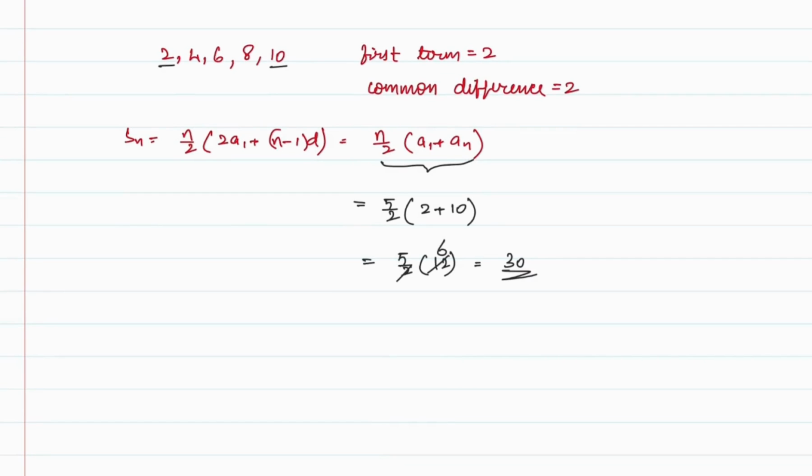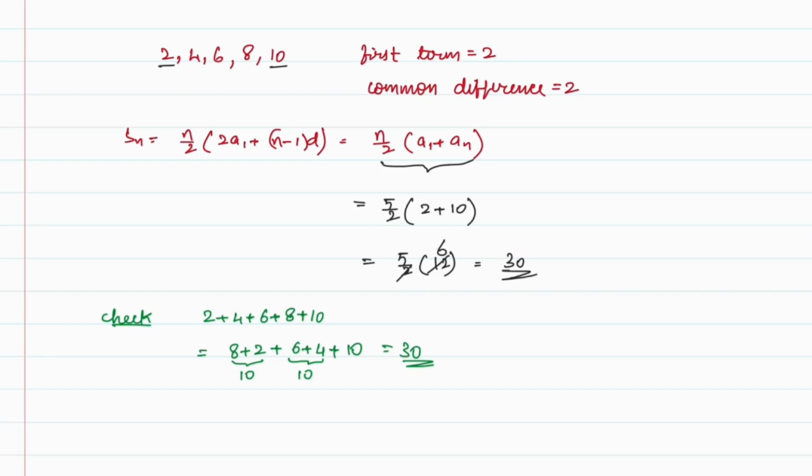So here you can check whether this 30 is correct or not by adding. Okay. So check 2 plus 4 plus 6 plus 8 plus 10. I'm going to rearrange these terms a little bit. So it will be 8 plus 2 plus 6 plus 4 plus 10. Here you can see 8 plus 2 is 10 and 6 plus 4 is also 10. So 10 plus 10 plus 10 will become 30. So this is what we got by using the formula, right?